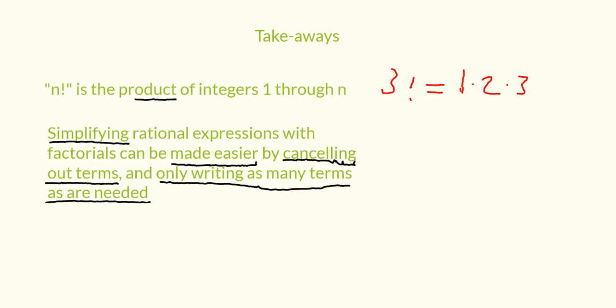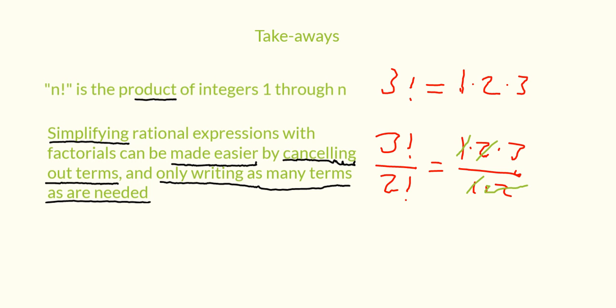3 factorial over 2 factorial is equivalent to 1 times 2 times 3 over 1 times 2. There's a lot of canceling that happens. The 1's cancel, the 2's cancel. We're left with just 3.